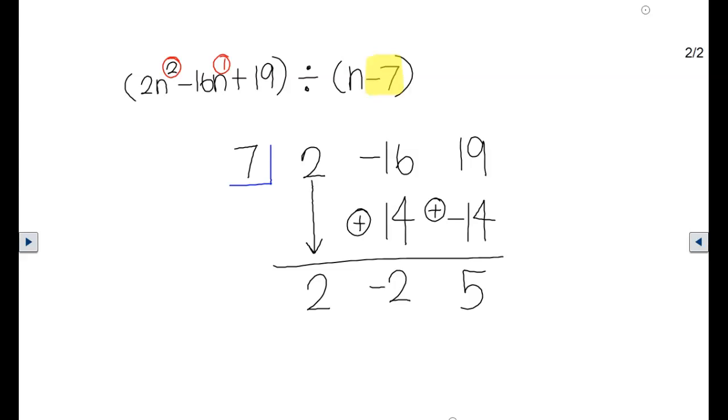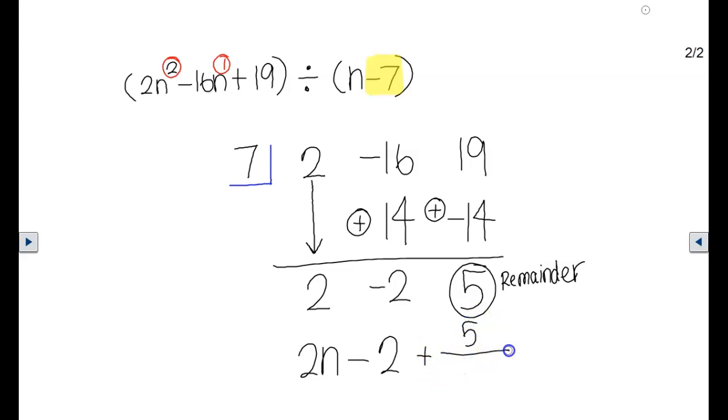Now, how do I get my answer out of this? Well, I know this is my remainder. And I know that 2 and negative 2 are the coefficients for my answer. So 2 what? Well, this thing started out with 2n to the second. I'm going to reduce that exponent by 1. So this is going to be 2n to the first, and then minus 2. And my remainder of 5 means that I'll put plus 5 over my divisor, which is n minus 7.